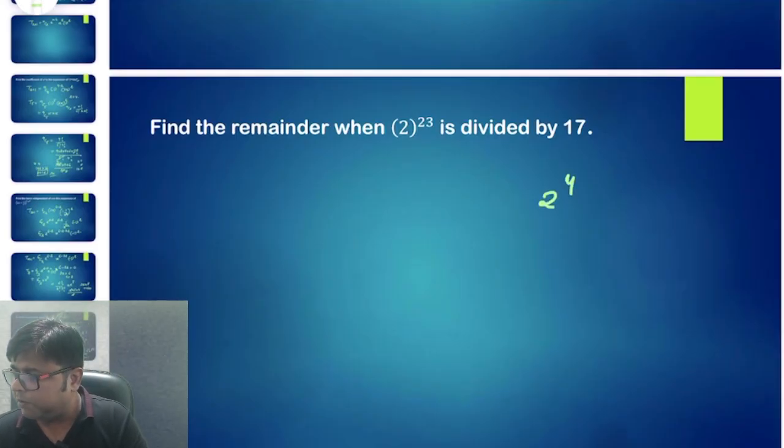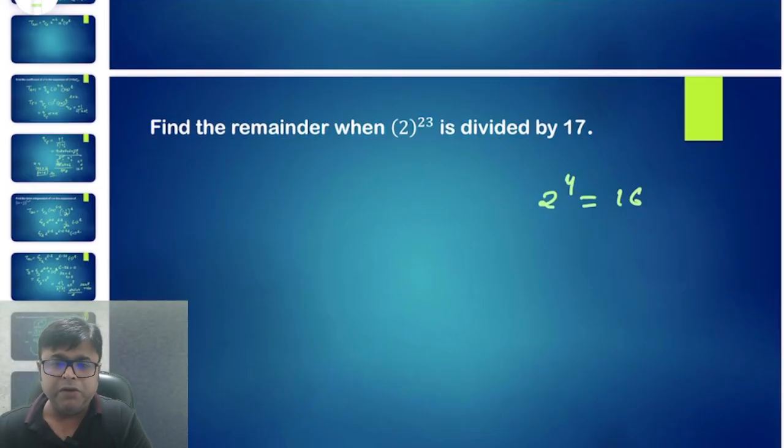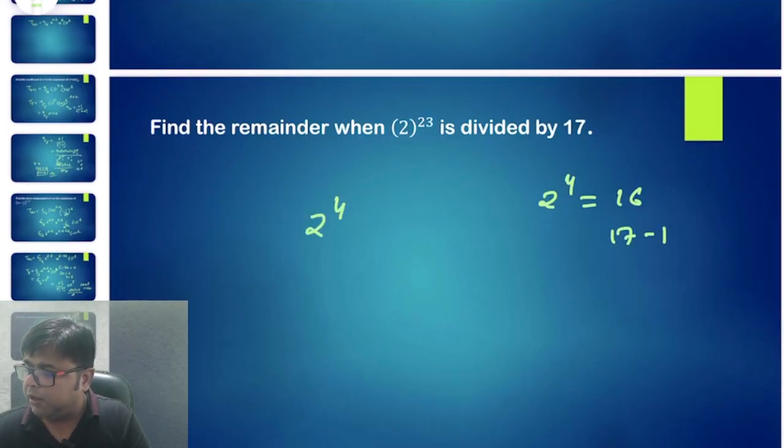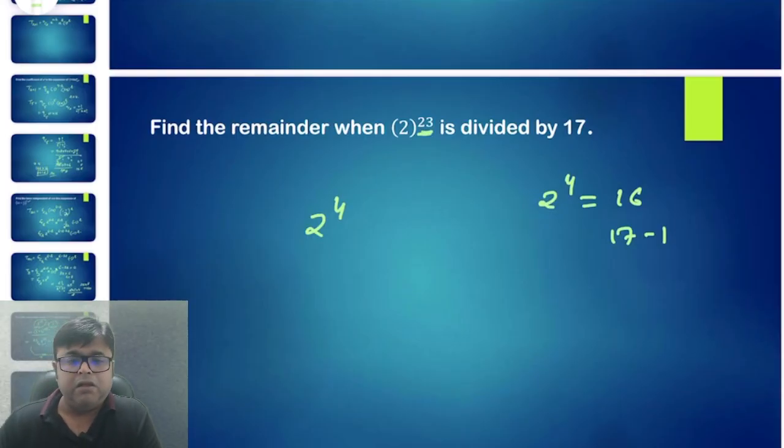I know 2 to the power 4 is 16. So I'll be looking at, and 16 is 17 minus 1. So this is what my thought process should be. But in order to make it 16, the power should be 4. So I'll say 2 to the power 4, right? So the closest multiple of 4 nearest to 23 will be 20.